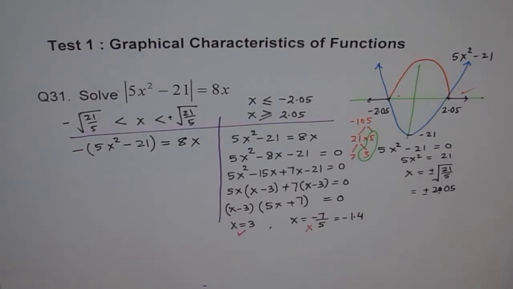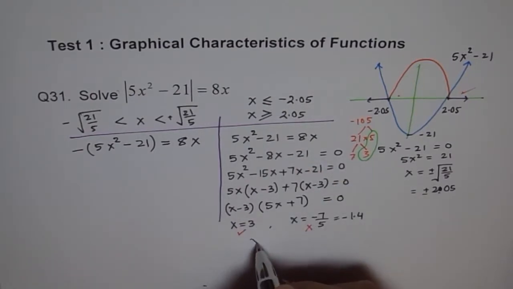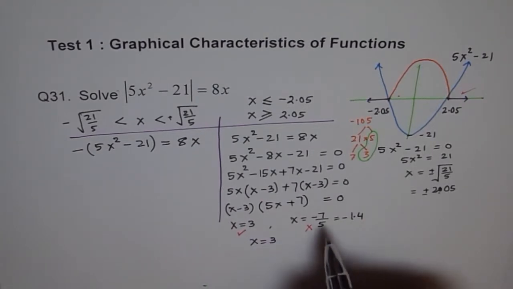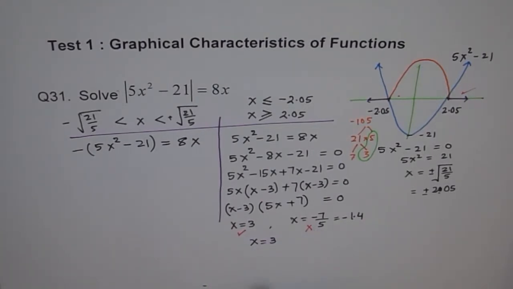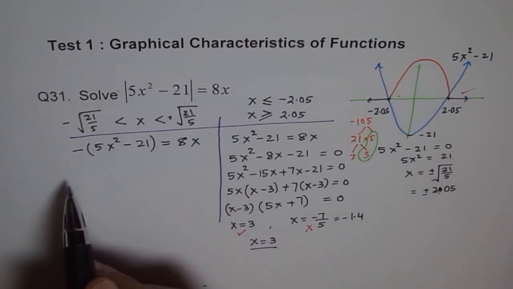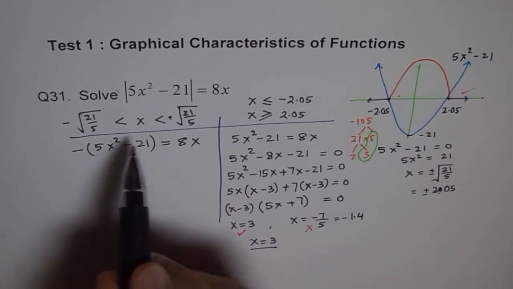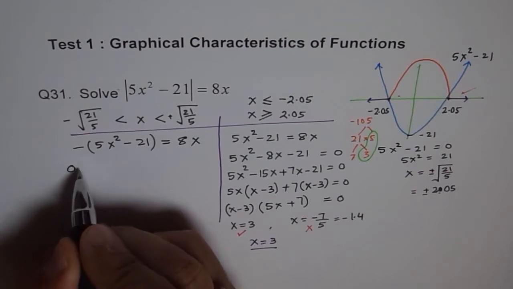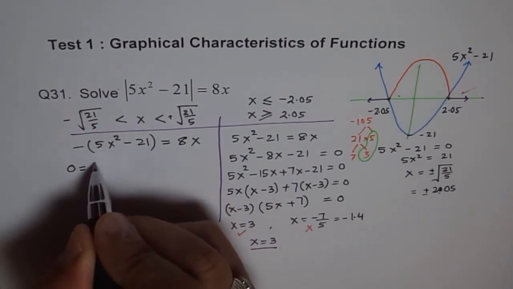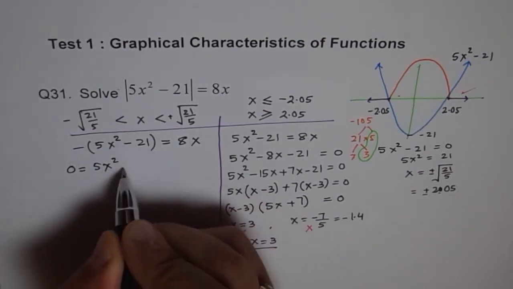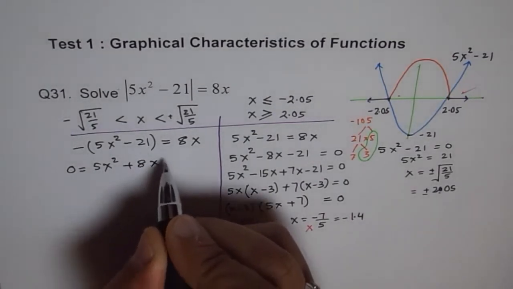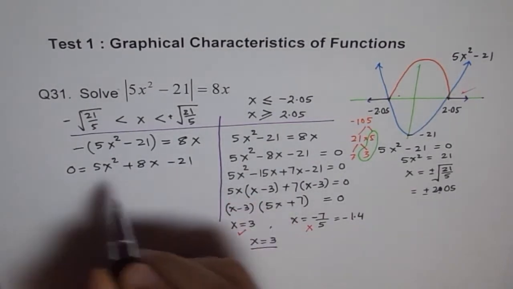Therefore, the solution from this side is, so we say here that x equals 3 is the solution, right? But the other is not the correct solution. So we'll forget about that. So we land up with x equals 3 as our solution from this side. Now we will solve the left hand side. So what we can do is bring these terms to that side and say 0 equals, we bring it there, so we get 5x squared plus 8x minus 21, correct? That's it.